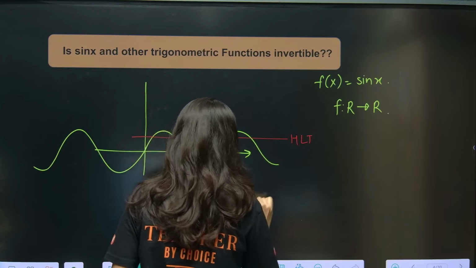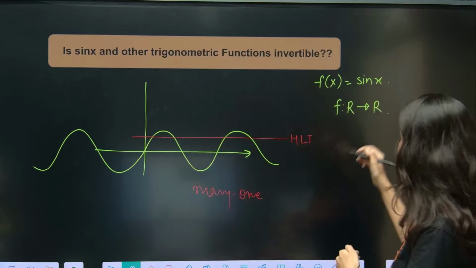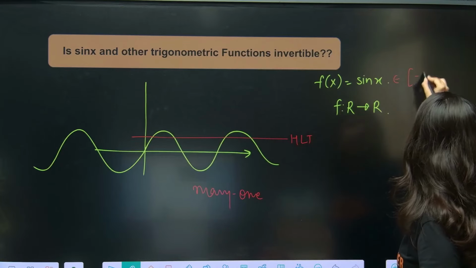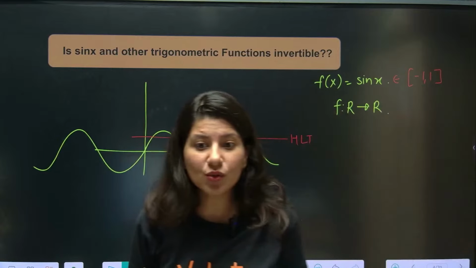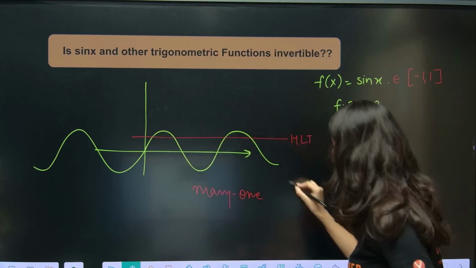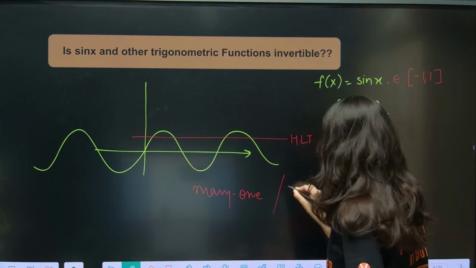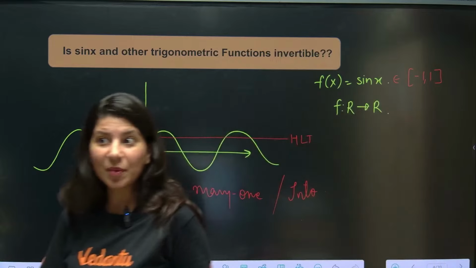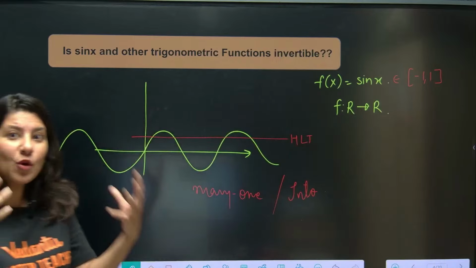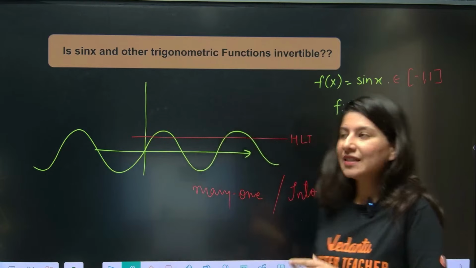And one more problem is that the range of sin x is from -1 to 1. So range is not equal to codomain. So what does that mean? This is an into function as well. So it is neither 1-1 nor onto. So that's the big trouble. Then why is there a whole complete chapter on inverse trigonometric functions if inverse doesn't even exist?